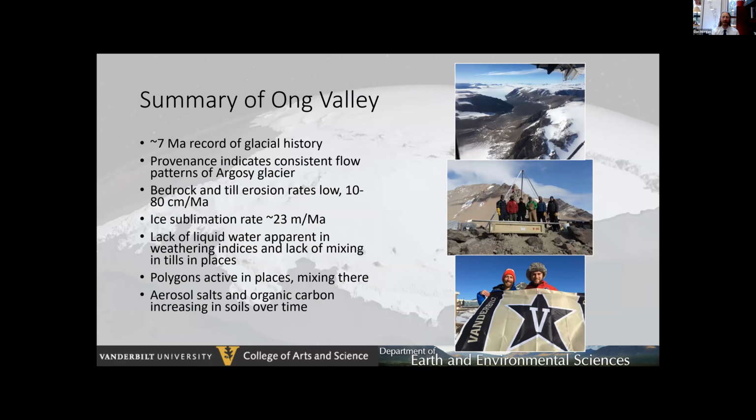So to quickly summarize, what's amazing about Ong Valley is there's a really old history of glacial activity here going back about 7 million years, and it's still right here on the surface, and in some cases with beautiful end moraines still intact. The provenance data indicates consistent flow of the Argosy Glacier, depositing that material each time. Erosion rates are really low. The ice sublimation rates are kind of the dominant process in here. And there's certainly a lot of polygonal and cryoturbation going on.